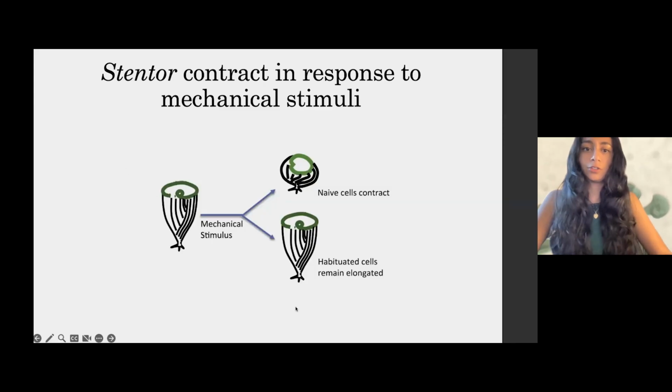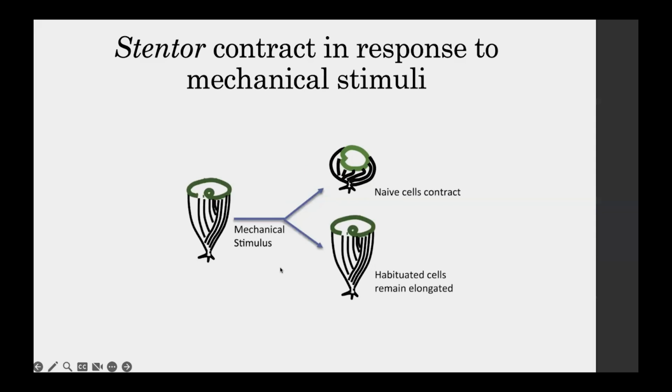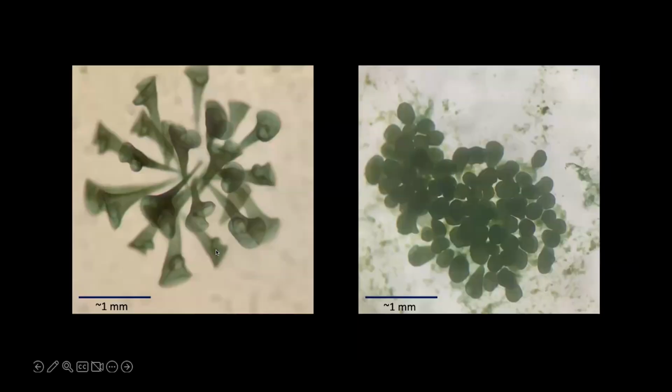They're capable of habituation, just like you did with the clothing on your skin. So when Stentor get repeatedly tapped, they actually learn to ignore it, and they remain in this elongated state, whereas the naive cells without any training continue to contract. So as you can see here, this is the normal extended trumpet-like shape. And when they get a tap, they all contract, looking like this mass over here.